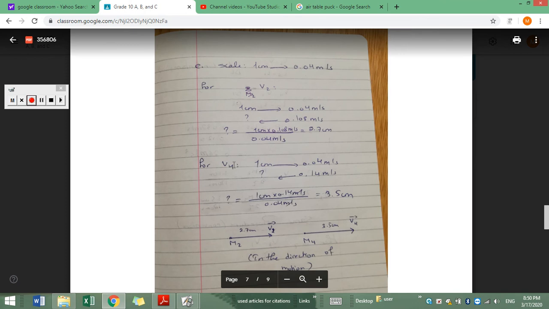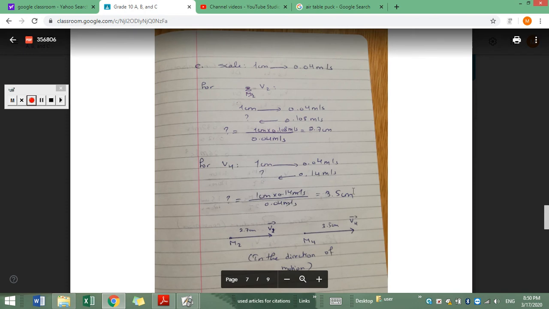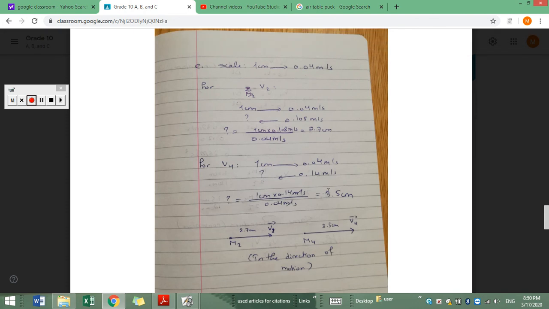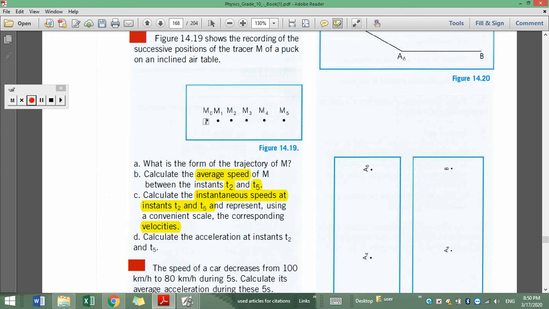هيدي for V2. For V4, same thing. 1 centimeter is 0.04 meter per second. بحط المتر per second تحت المتر per second. I do cross multiplication in order to calculate the length of the vector or the velocity vector at T4. لأعمل representation, the speed is always in the direction of motion. And we know that the puck started moving from T0 till T5. So it was moving in this direction, من M0 to M5. That's why the velocity must be represented in the direction of motion.